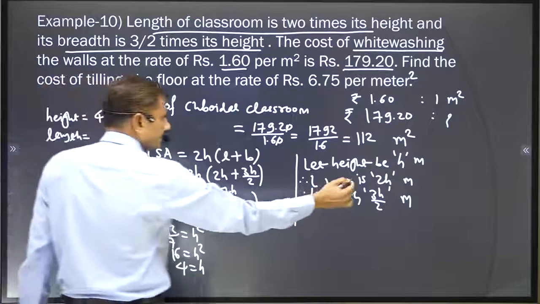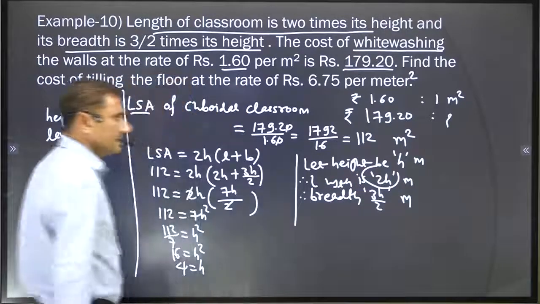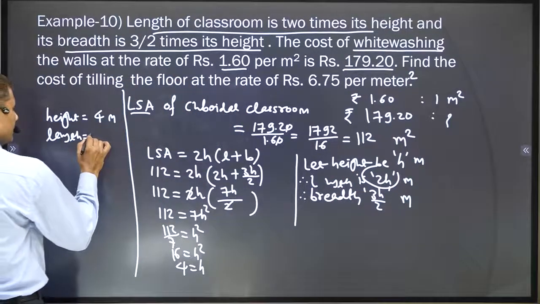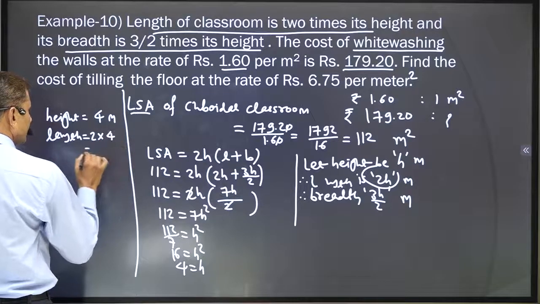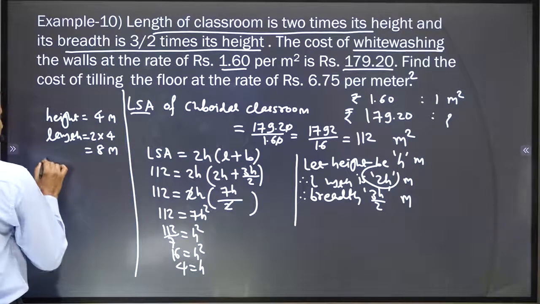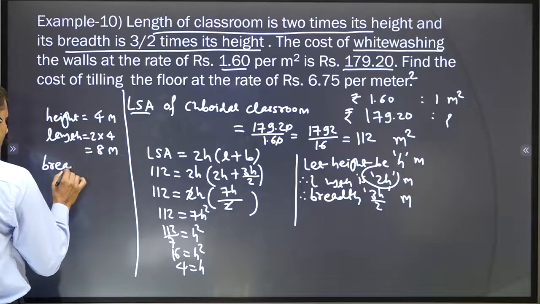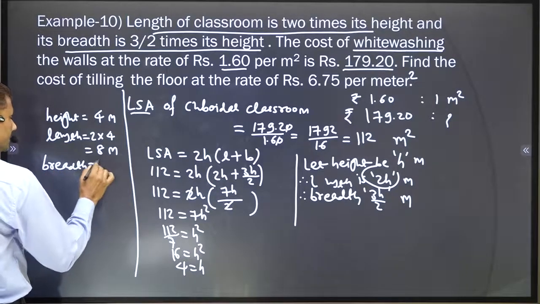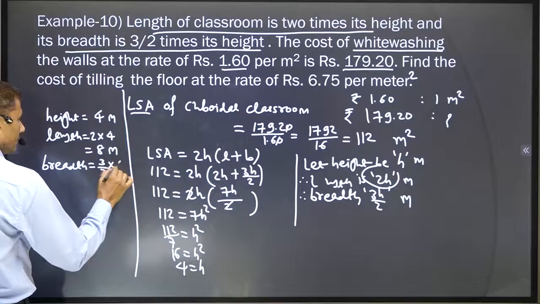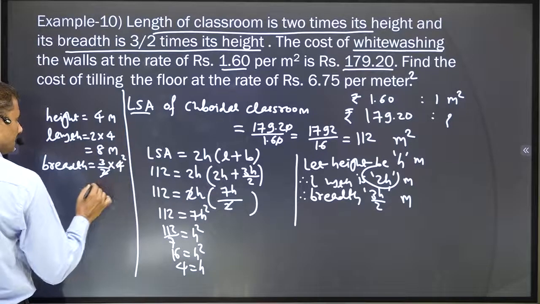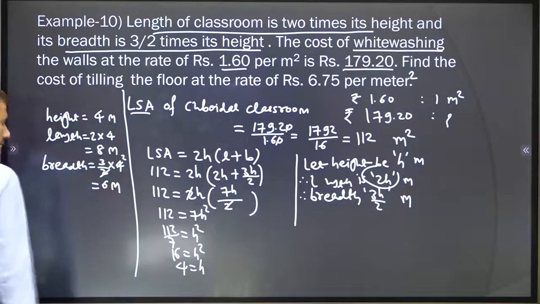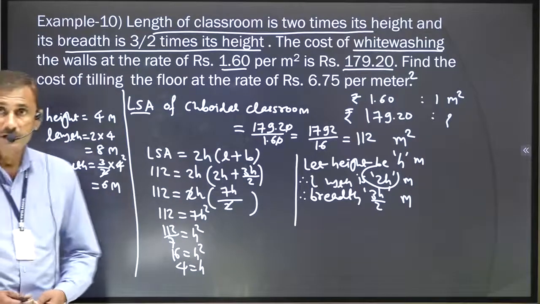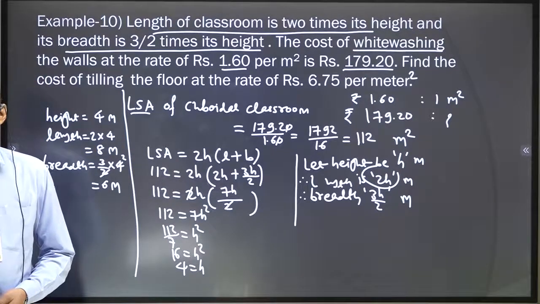And length, you can see here 2h. So it is equal to 2 into 4, 8 meter. And breadth, it is 3 by 2. So 3 by 2 into 4, 2 to the 4, 6. So now you are having length as well as breadth as well as height.